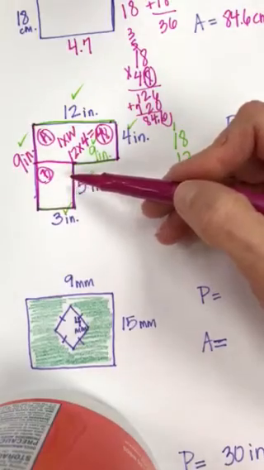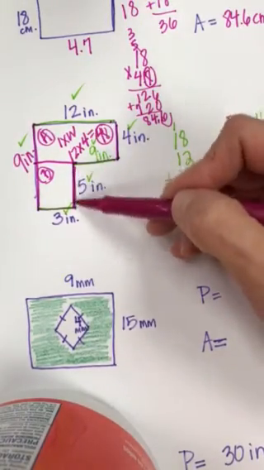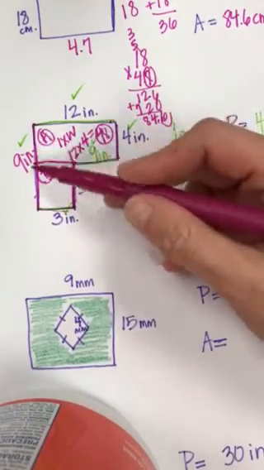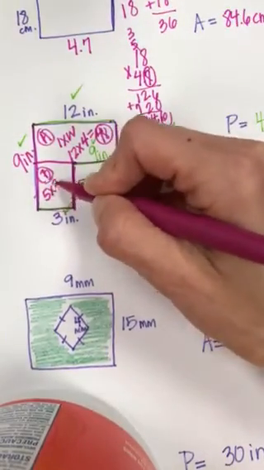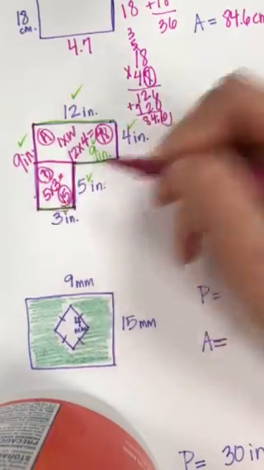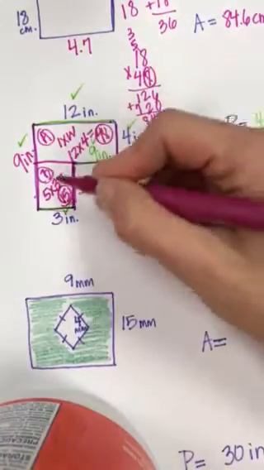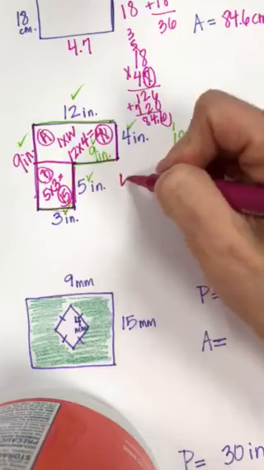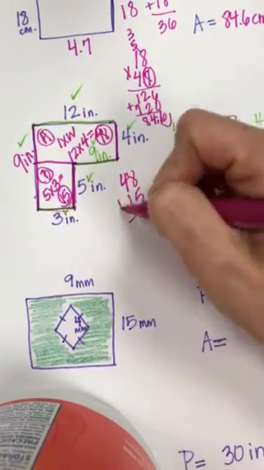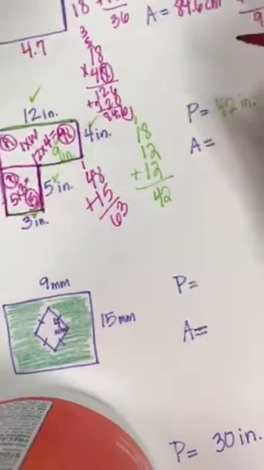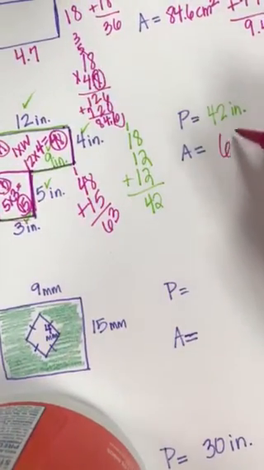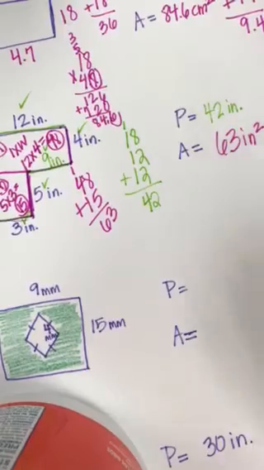For rectangle B, I need to find a length and a width. So I have a 5 and a 3. Again, I cannot use 9 because it belongs to 2 rectangles. So 5 times 3 equals 15. Now to find the area of the whole thing, I have to put them together. So 48 plus 15 gives me 63, and I cannot forget to label my answer, 63 square inches, or inches squared.